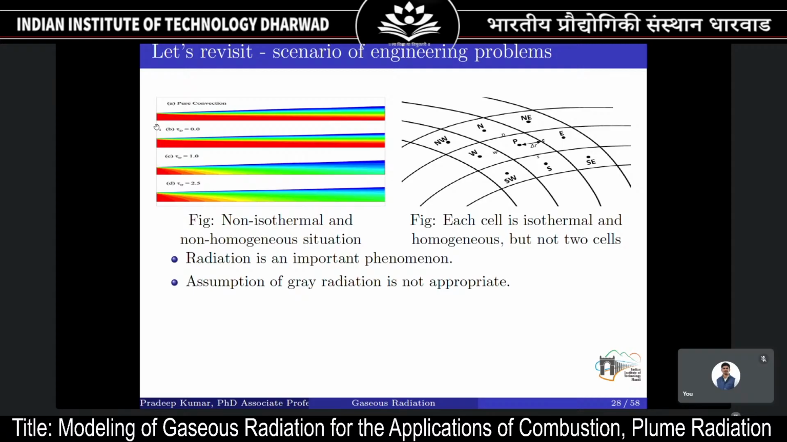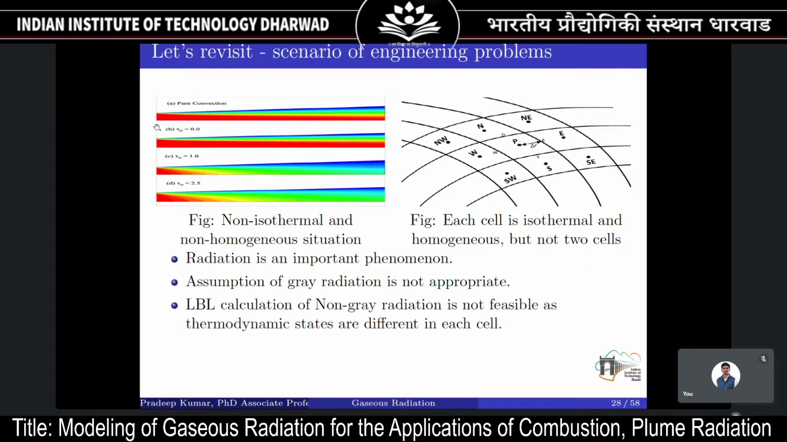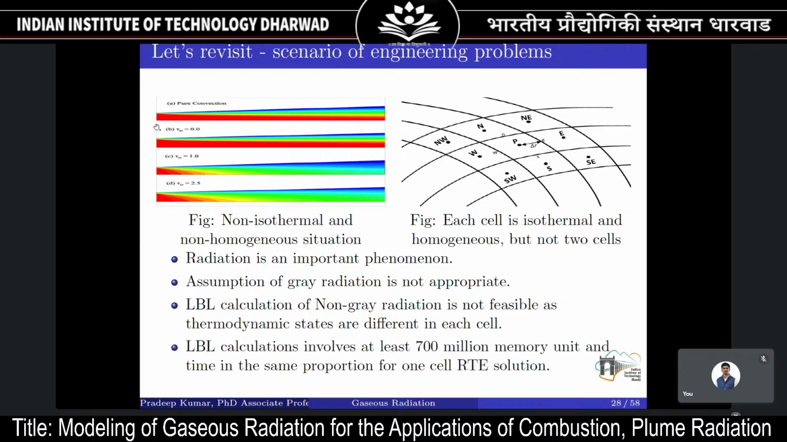So, this calculation is telling that radiation is an important phenomenon, and the assumption of gray radiation, where the absorption coefficient is independent of the spectrum, is not appropriate. LBL calculation of non-gray is not feasible, because thermodynamic states are different in each cell, and an LBL calculation involves at least 700 million times the effort of one cell's RT solution. But it is important.